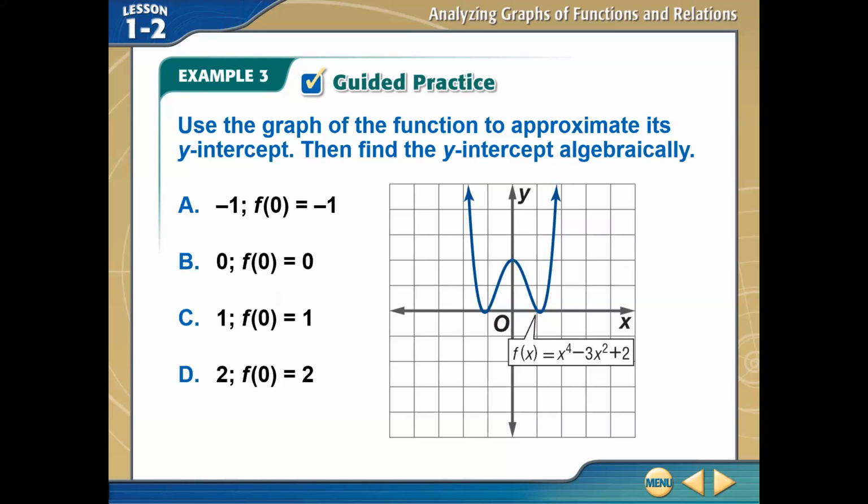But once again, we have to plug it in. If you analyze this equation and plug in a 0, 0 to the 4th is going to be 0, minus 3 times 0 squared, which is still going to be 0. So this is one of those special polynomial functions where the constant is our y-intercept. So our answer should be D.